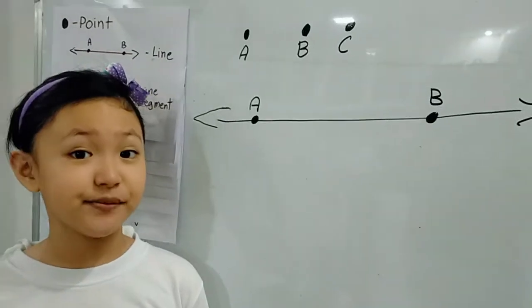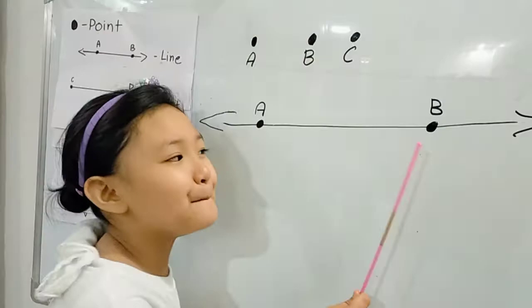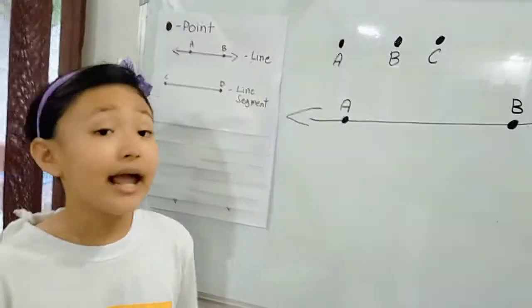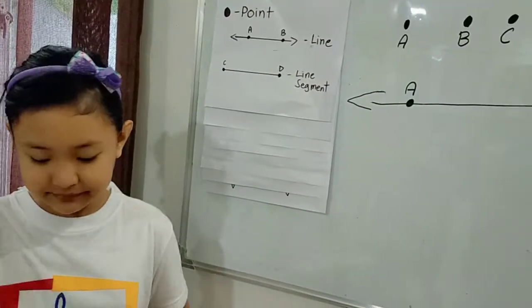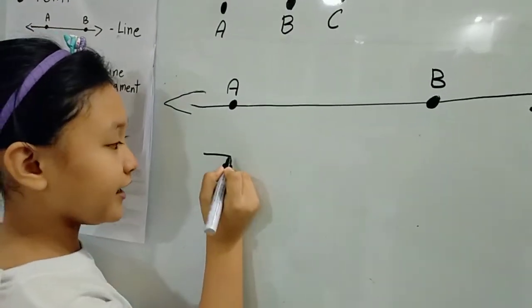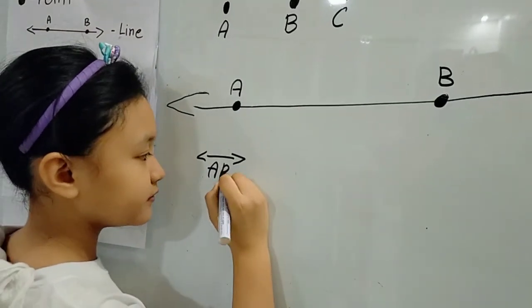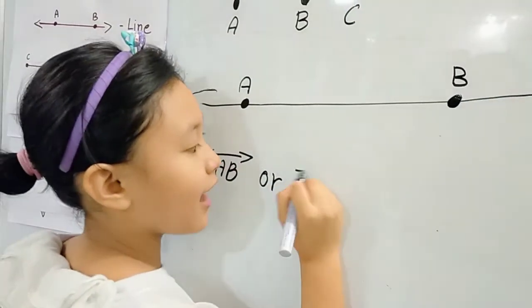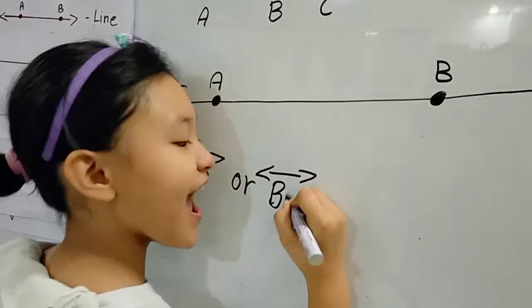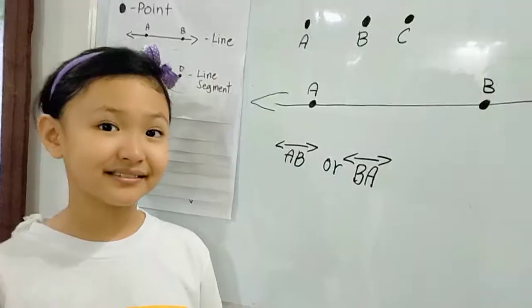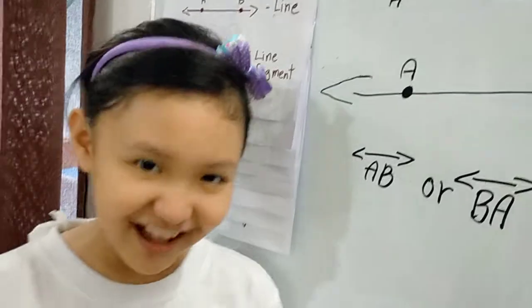This figure shows line AB or BA. In symbols, it is written as line AB or line BA. We use this symbol to represent a line.